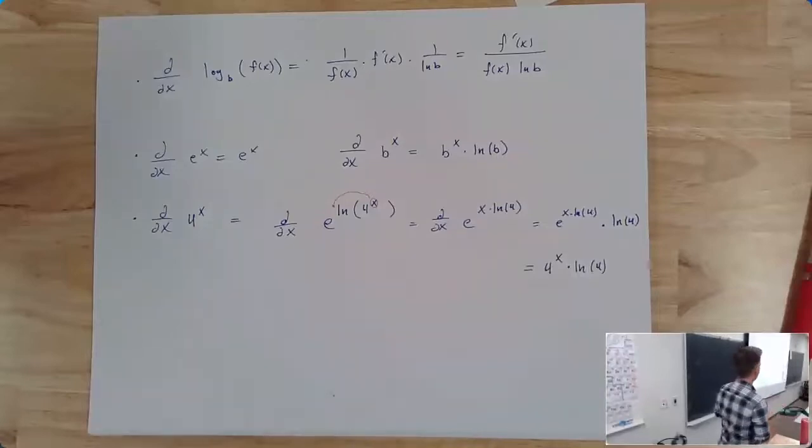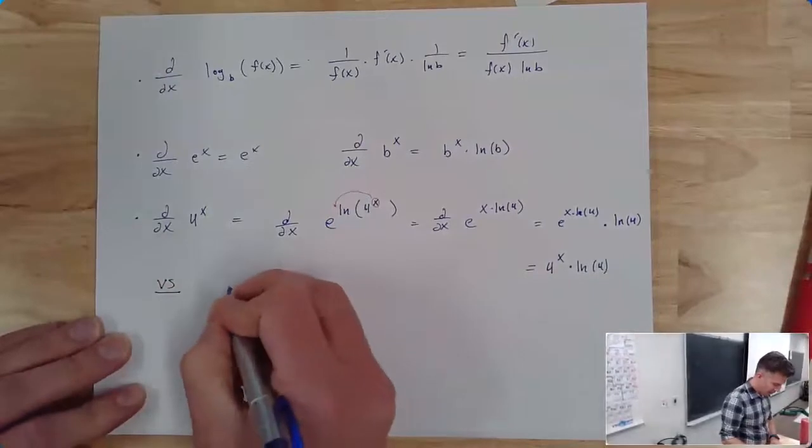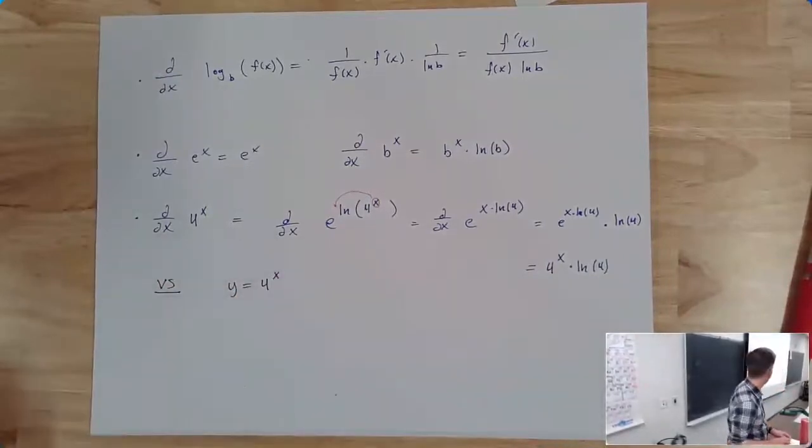Now there's, in my opinion, a better way of doing this. Maybe not better, just I'm biased. I'm biased towards doing it the other way, which is the following. So the other way to do this is to say we've got y equal to 4 to the x. And instead of doing what we did before, we're going to take the natural log of both sides, because that's often how we deal with a variable in an exponent, is by taking the natural log of both sides.